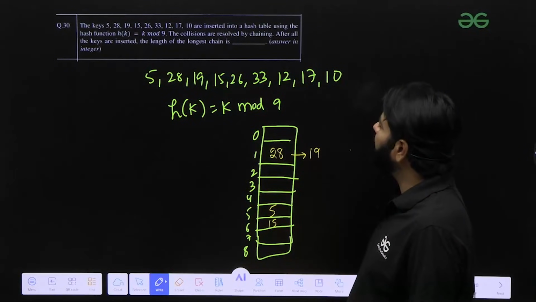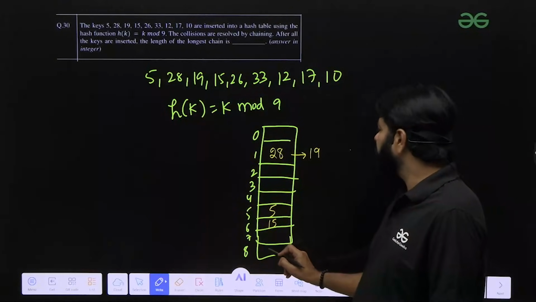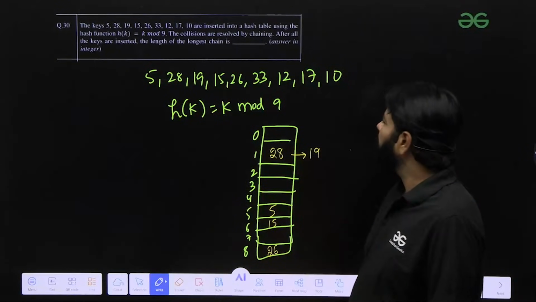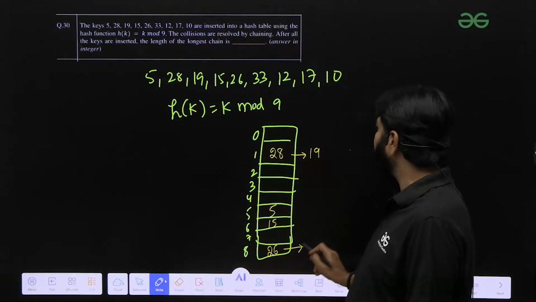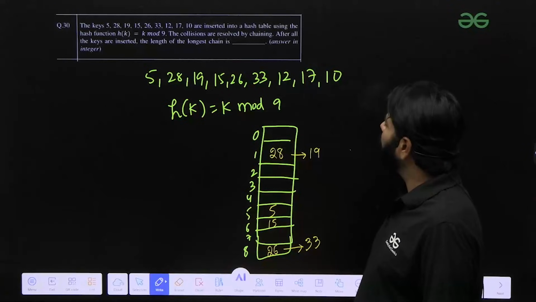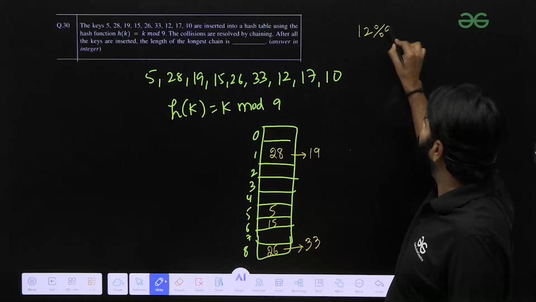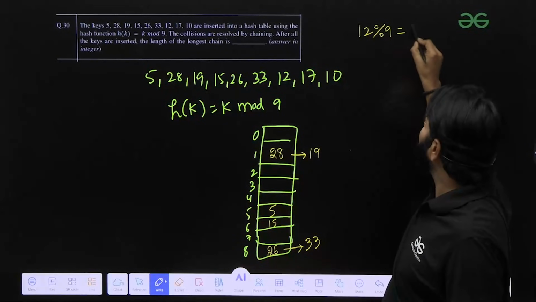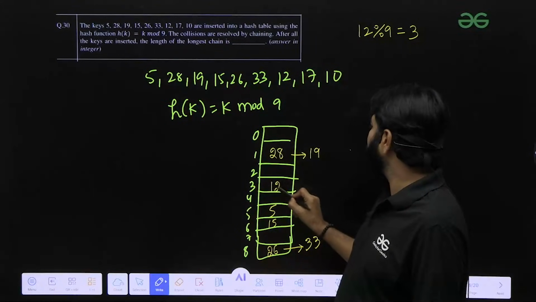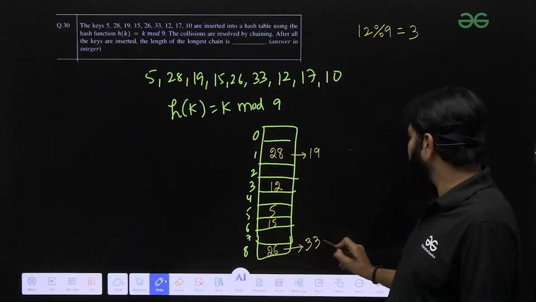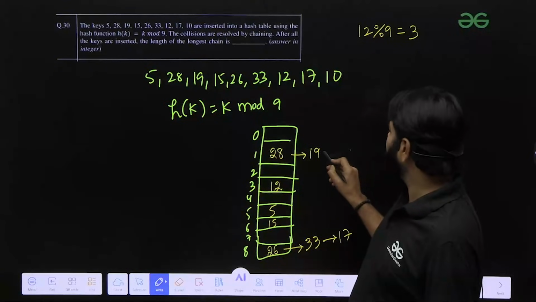26 mod 9: 9 times 2 is 18, so 2 plus 6 is 8, so that will be here. And 33 is 6 again. Now you have 12 here. 12 mod 9, just check every time when you have a confusion, is 3, so 12 is here. And 17 is 8. And 10 mod 9 is definitely 1.